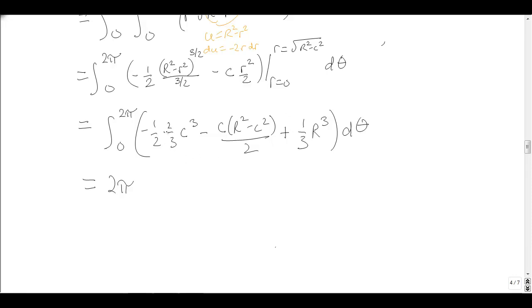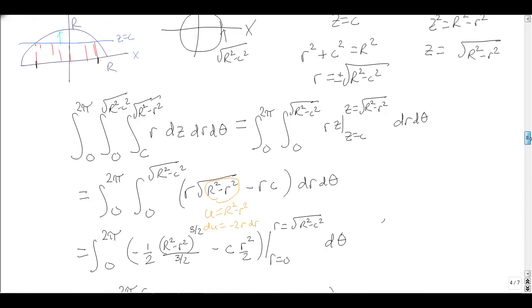So we can simplify this a little bit. These 2's cancel. We have negative c cubed over 3, minus c R squared over 2, and then plus c cubed over 2 plus 1/3 capital R cubed. So we get this formula. Now this should be the same as what we had before. So let's see if we can make it look the same. Let's look at what we had before.